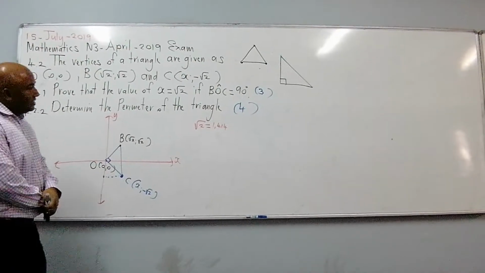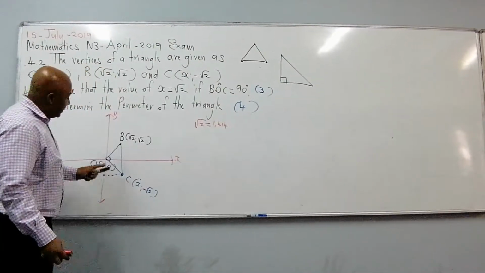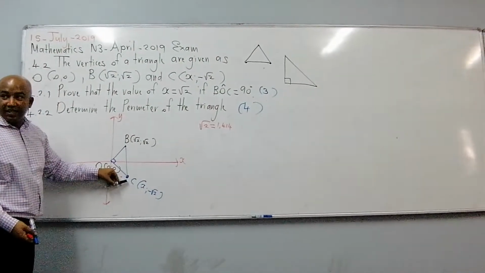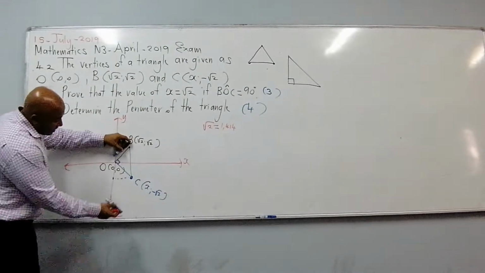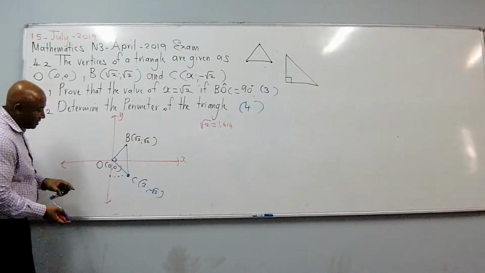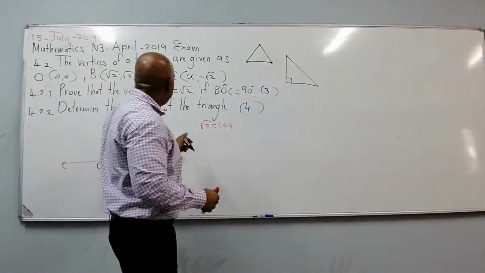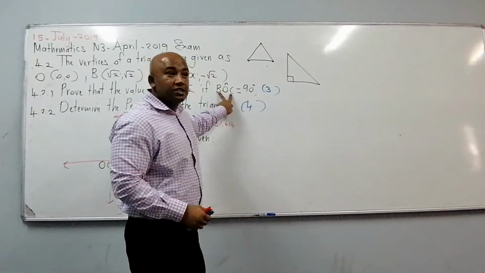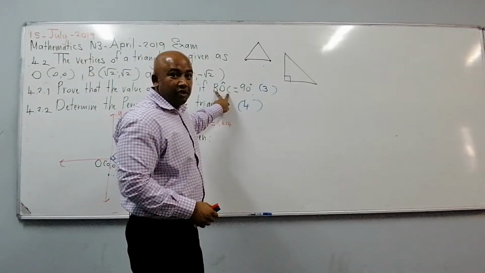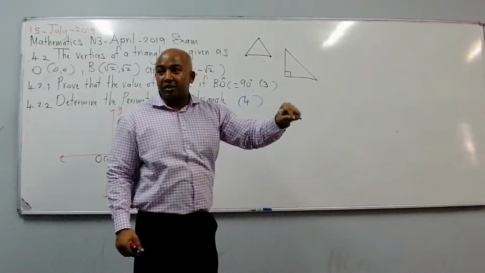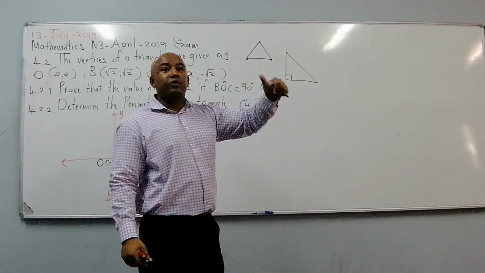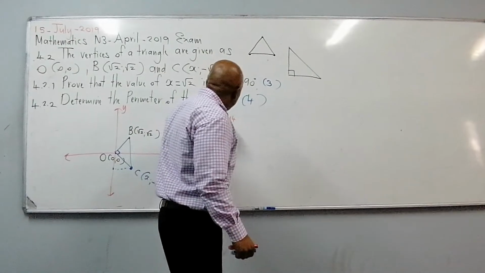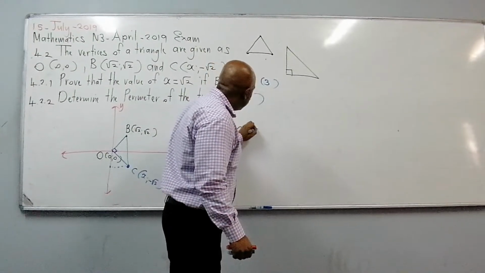So what do we understand now? If BOC is equal to 90 degrees. So there's my BOC here. So what do we understand by that statement? We must use this information here. We are not proving that it is 90 degrees. We are told that it is 90 degrees. So we must use the fact that it's 90 degrees. So we are given BOC is equal to 90 degrees.